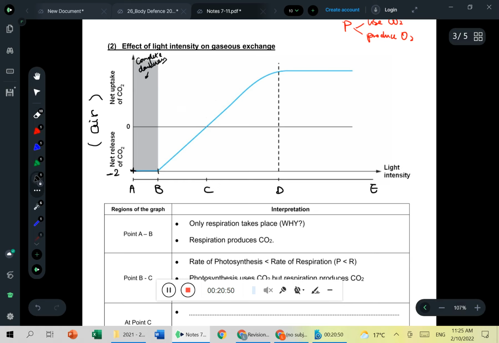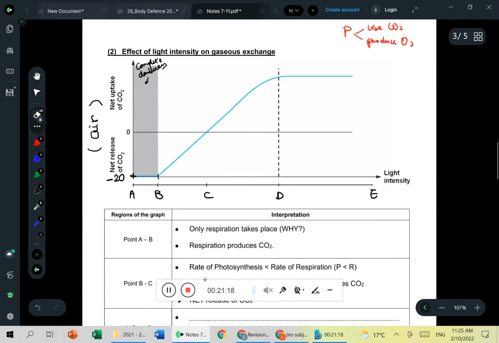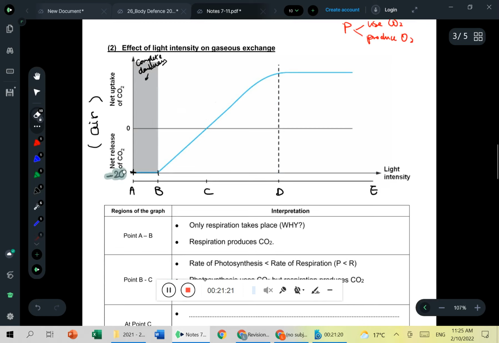Say negative 20. The negative here means release of CO2. And the number 20 means that respiration would give out, let's say, 20 units of CO2. Just like the idea in here. Alright, let me change to 5, okay? Match up with the picture I've shown.